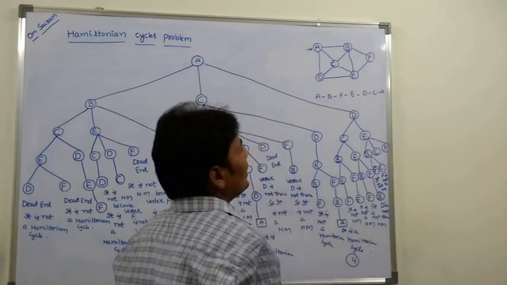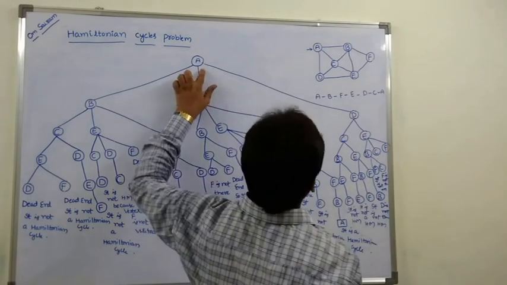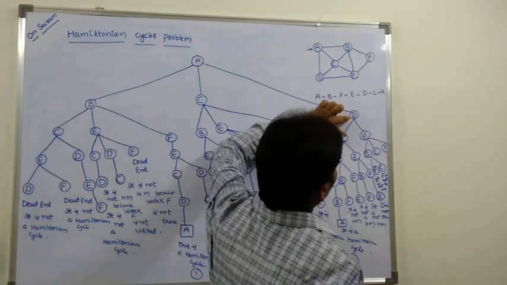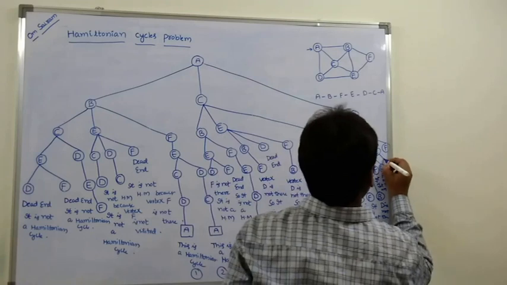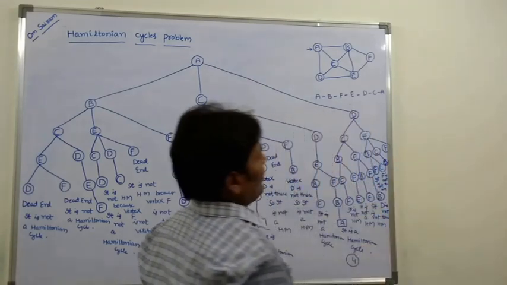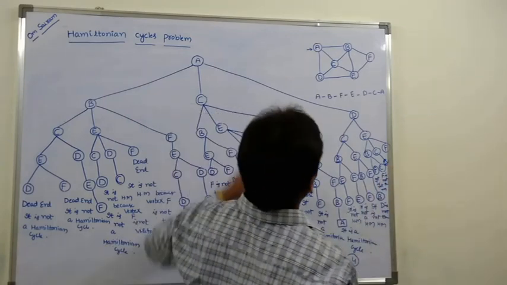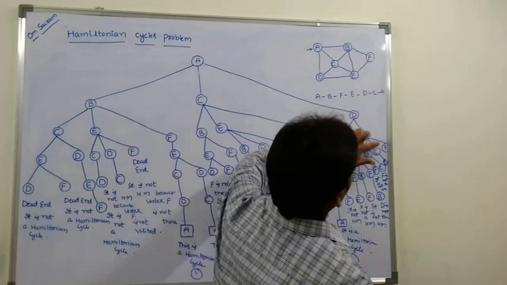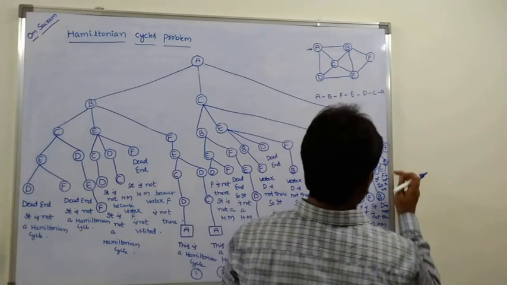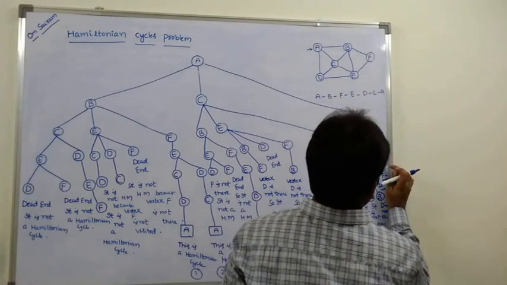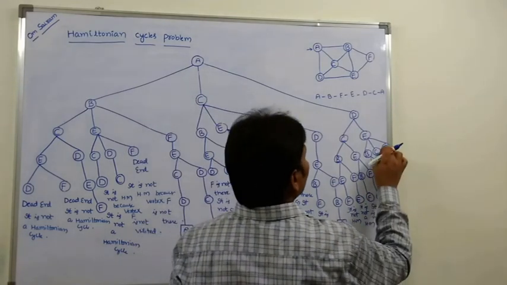Now consider vertex C. What are the adjacent nodes for vertex C? So A, B, E, D. A is already completed, B is already completed, E is already completed, but D is not there. So now consider what are the adjacent nodes for D. That is A, C, E. A is already completed, C is already completed, E is already completed. So it is not a Hamiltonian cycle. Now backtrack to C, backtrack to E.